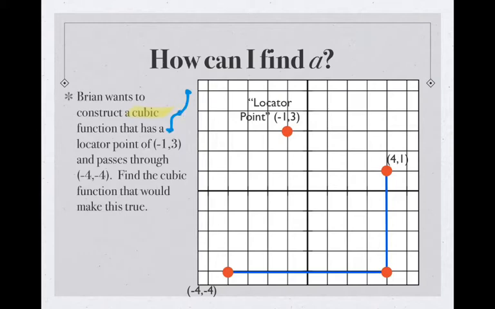So that's your locator point, which should be -1, 3. So this curve will look something like this. It will start down at -4, 4, it'll move up, and then it'll curve. Now, the rest of it will continue on and go off, but we're going to set a domain, so we actually don't need that part. So the question becomes, how do we find this curve?